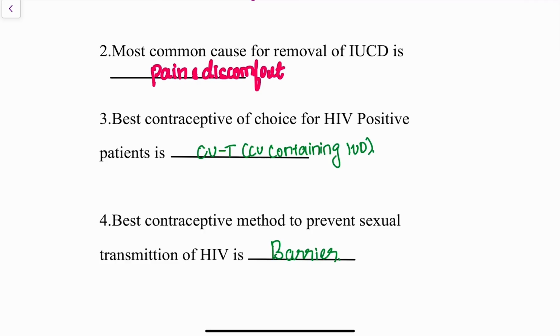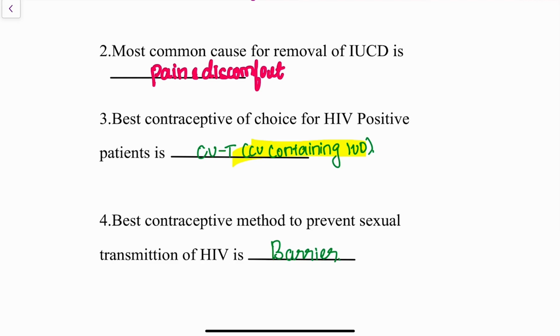So the side effects which can be expected at maximum are bleeding, pain, discomfort, and sometimes infections which could lead to pelvic inflammatory disease. Apart from these complications, there are no other complications related to hormone containing intrauterine contraceptive devices. But because of that hormone, further complications can be expected in those patients. Therefore, the best contraceptive of choice for HIV positive patient is copper containing intrauterine contraceptive devices.